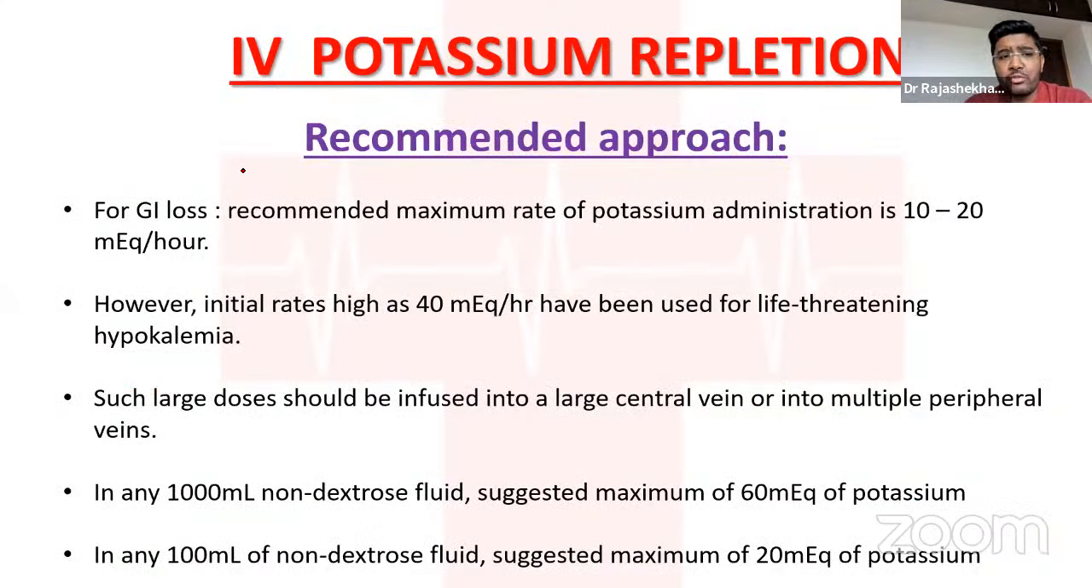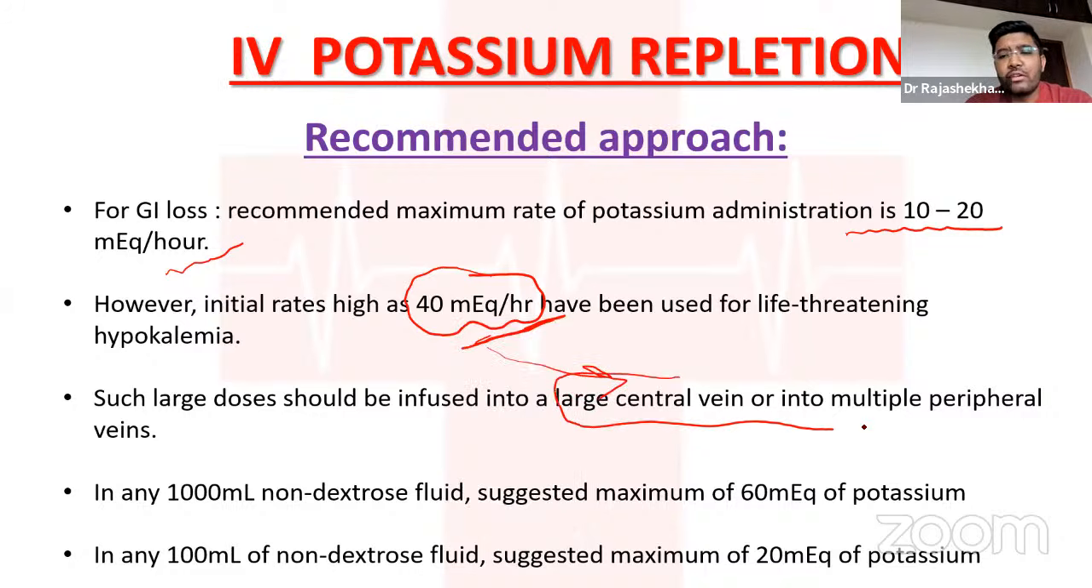So what is the recommended approach here? For GI loss, we administer 20 milliequivalents per hour. However, if the patient is having life-threatening hypokalemia, a maximum rate as high as 40 milliequivalents per hour can be given. If such large doses are required, it should be infused into a large central vein or into a large peripheral vein for this patient.